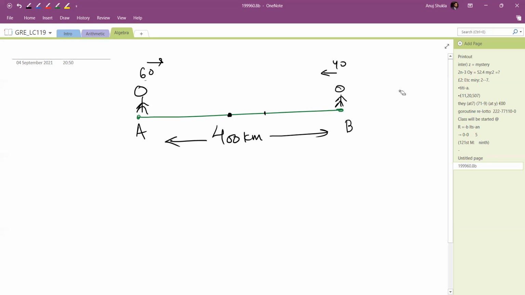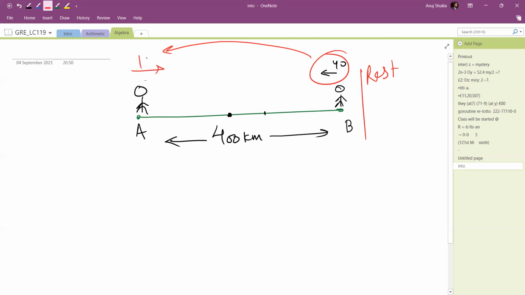So what I'm going to do is take B as at rest. This 40 will be given to 60 in the reverse direction. So this will be the case. If this is the case, what will be the speed? 100. If the speed is 100, what will be the time taken? 400 divided by 100. So time taken is 4 hours. In 4 hours, they will reach the same place. They will take 4 hours to meet each other.